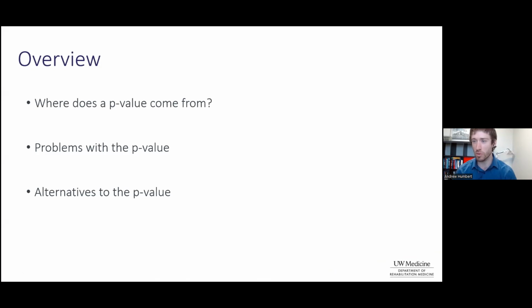And then we're going to talk about problems with p-values, and directly related to that are some alternatives to the p-value that can either be used in place of it, or what I would advocate more, in conjunction with a p-value. It's not necessarily replacing it, but making sure we have sufficient information to allow readers to have an intelligent discussion around results.